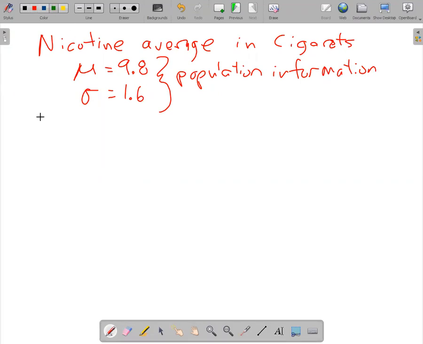Next thing we need to consider is we have the sample information, and then we have to talk about the sampling distribution. So there's three different things going on here. We have the population, we have the sample, and then we have a sampling distribution. And those are three different things, but they're related.